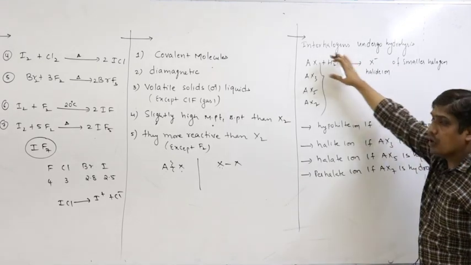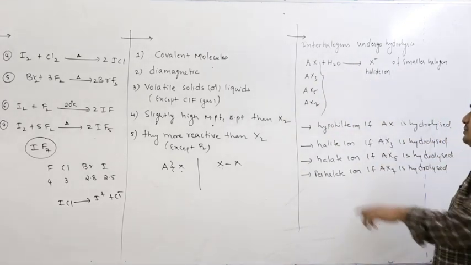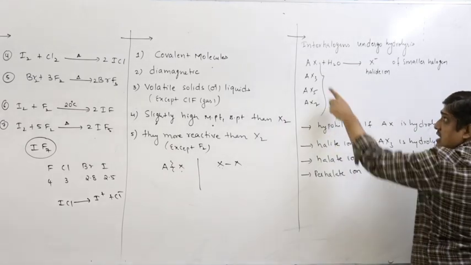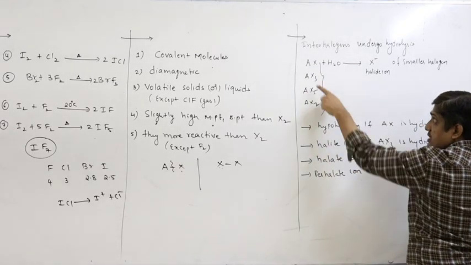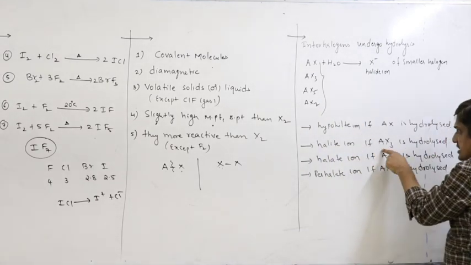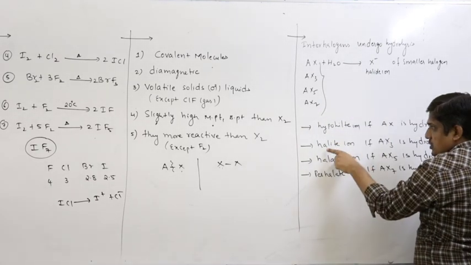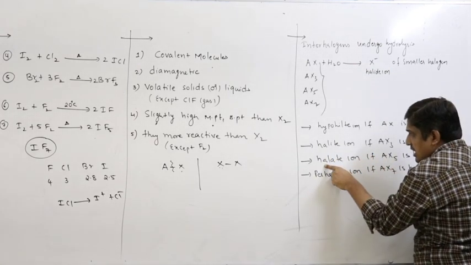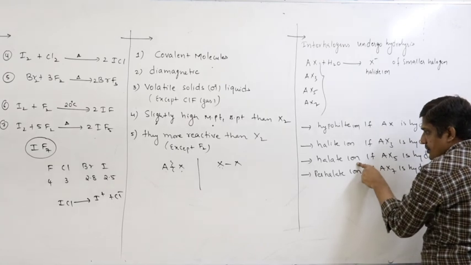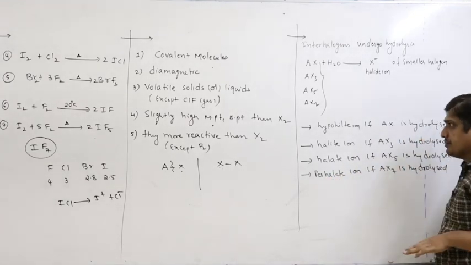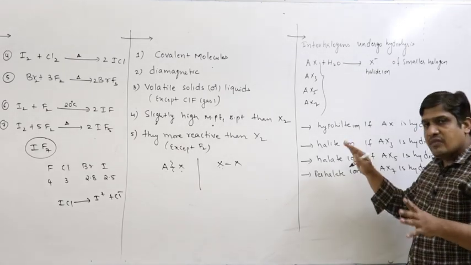This is common for all of these. The other one: if AX is hydrolyzed, the larger halogen is present in hypohalite. If it is AX3, the larger halogen forms halite ion. If it is AX5, the larger halogen forms halate ion. If it is AX7, the larger halogen forms perhalate ion. Already we have studied the meaning of hypohalite.